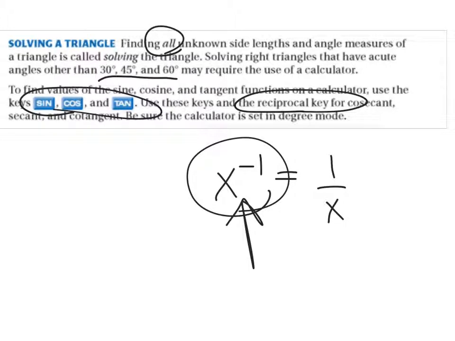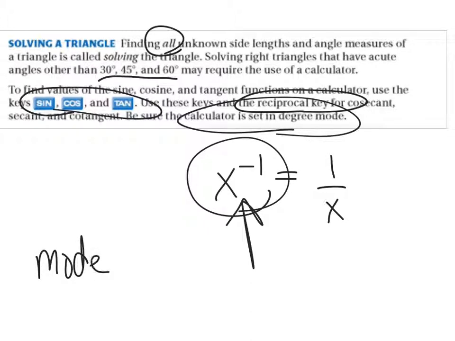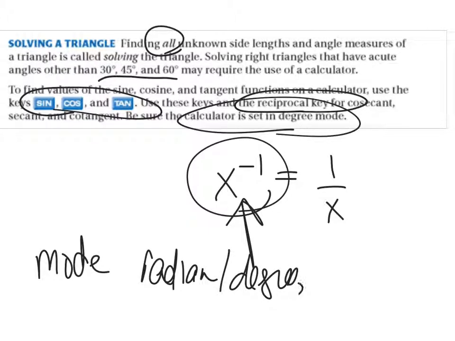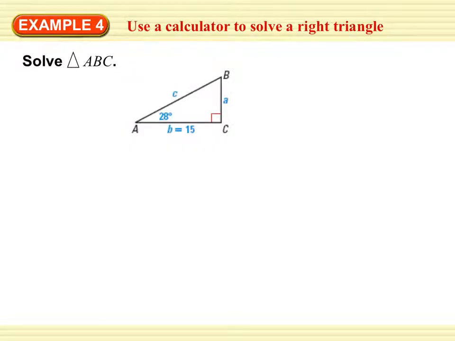Be sure your calculator is set in degree mode. If you hit your mode button, which is on the top row, it'll say radian or degree. You want degree. All right, let's try one of these.